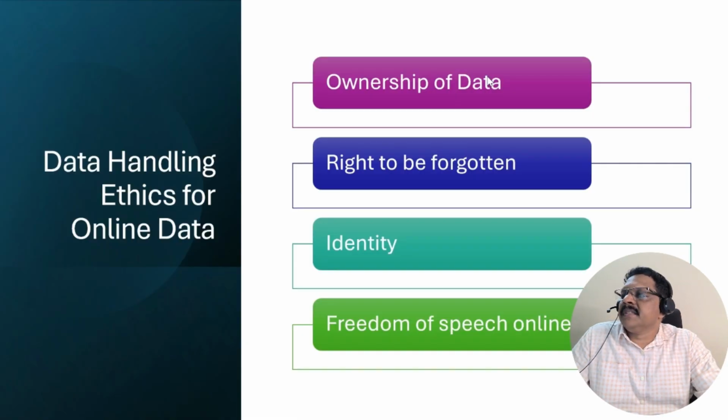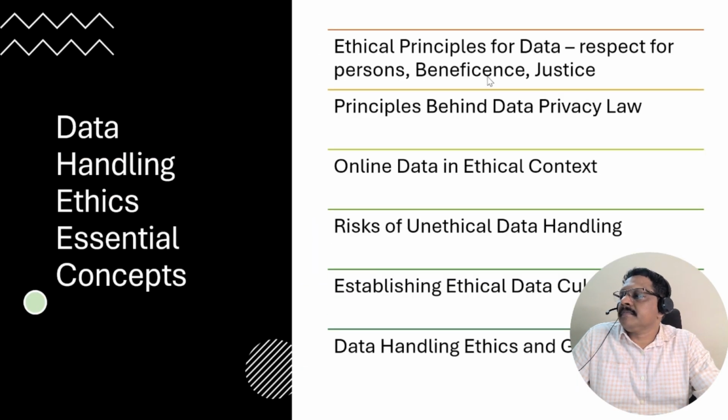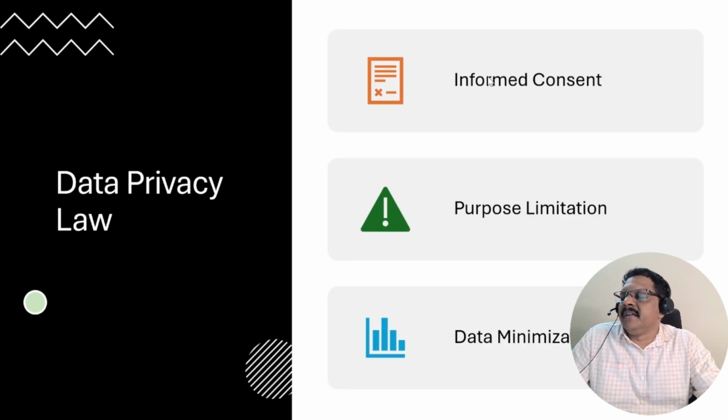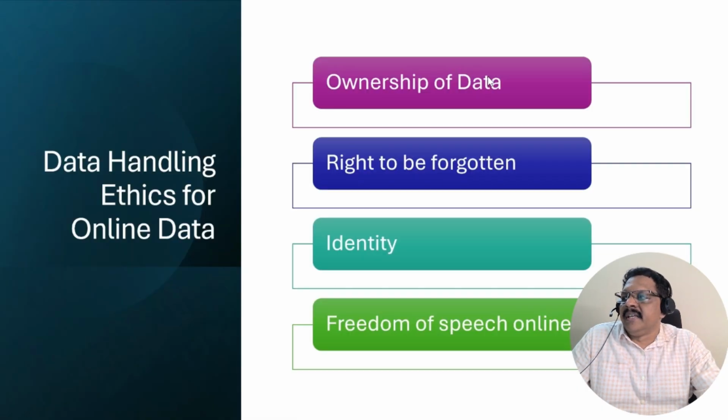I've already seen them, but just recollecting. These are some of the essential ethical concepts, but we will recollect some of the important points. Ethical principles for data: respect for individuals, transparency, and accountability. Then what is behind data privacy law? Informed consent, purpose limitation, data minimization. Then data handling ethics for online data: ownership of data, right to be forgotten, identity, freedom of speech online.